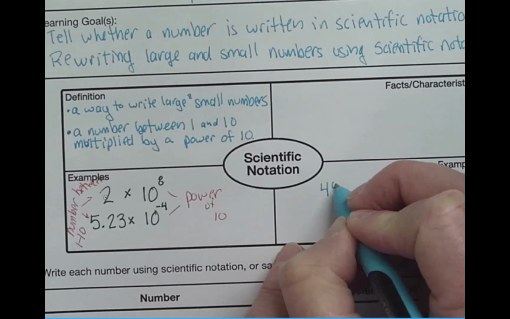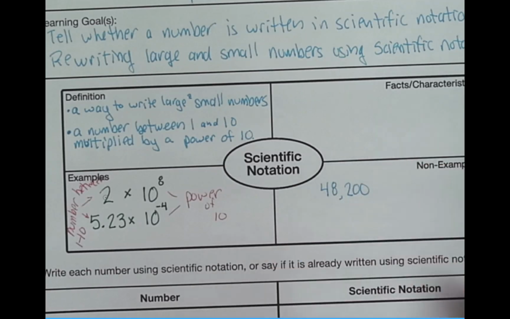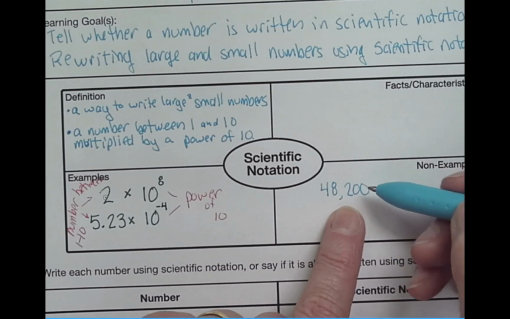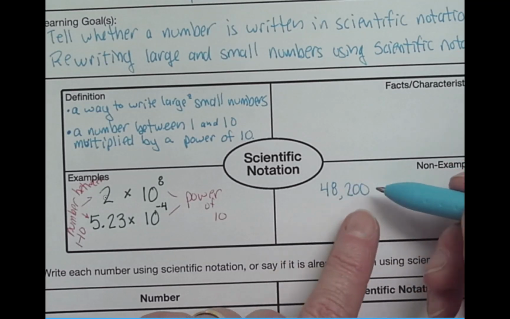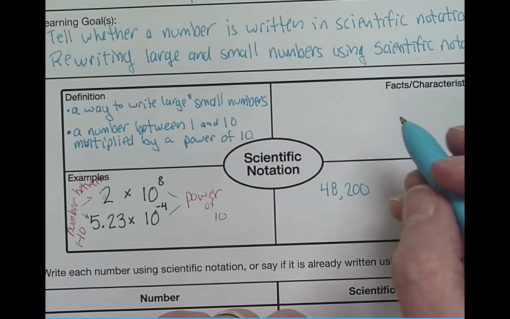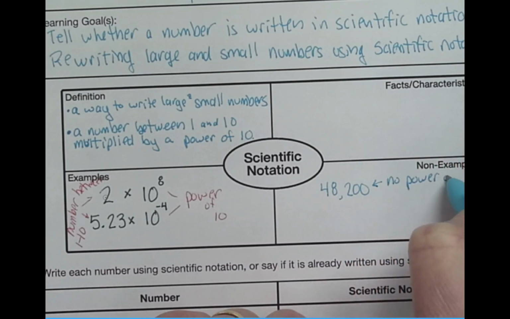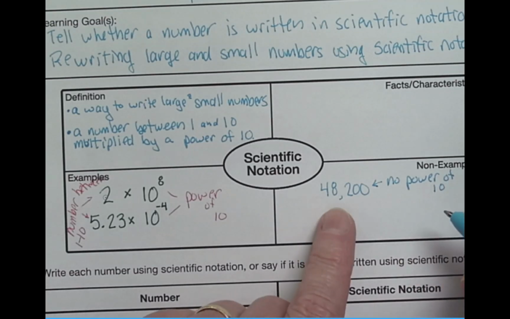Let's do 48,200. That's a really big number, but it's not written as two things being multiplied to each other where one of them's a power of 10. There's no power of 10 here. Nor is there a number between 1 and 10.